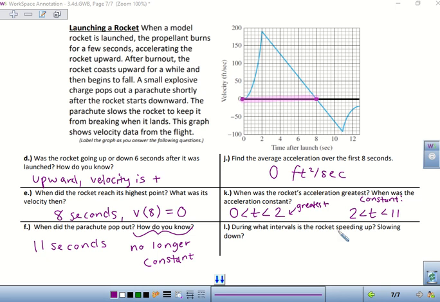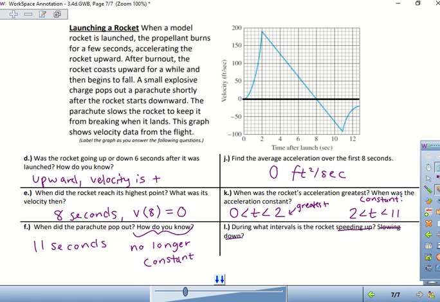And then during what intervals are we speeding up versus slowing down? This is that whole concept of same sign, opposite sign. Let me restate that in case anybody's confused. From this section right here, first we look at whether the velocity is positive there. Yes. Is the slope also positive? Yes. So for that reason, we're speeding up there. So speeding up is from 0 to 2.